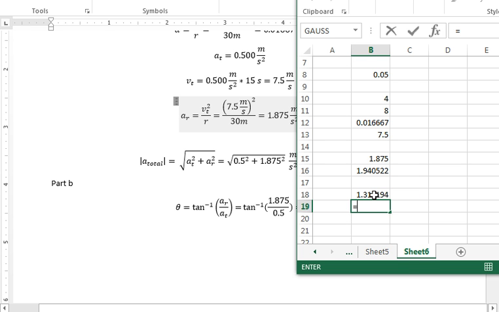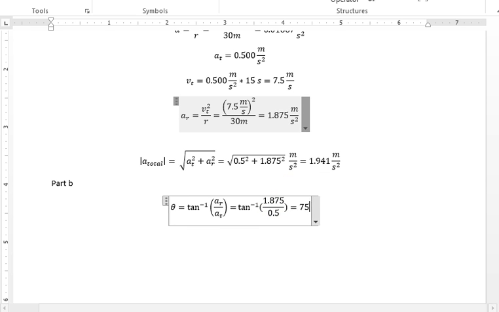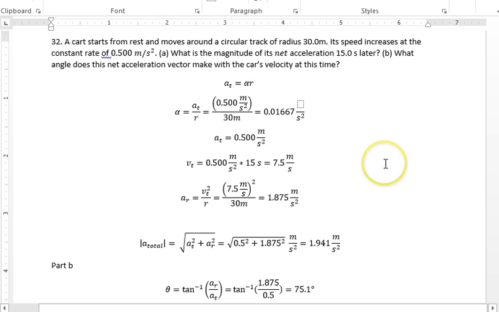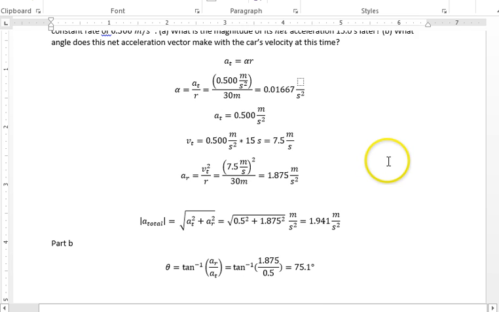And now we have to convert that to degrees, unless you guys think in terms of radians. So 75.1 degrees. And that's the angle that the acceleration makes with the tangential velocity of the car. And that's it for problem 32.